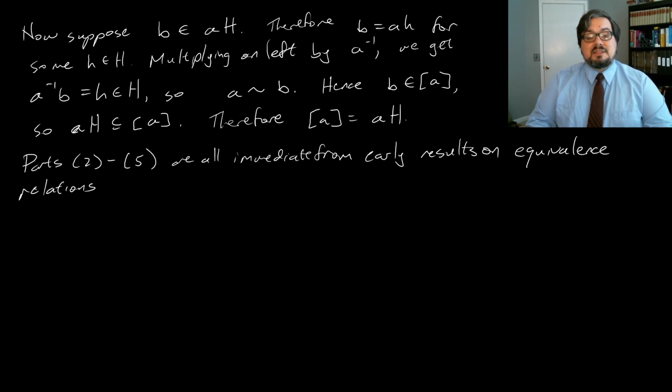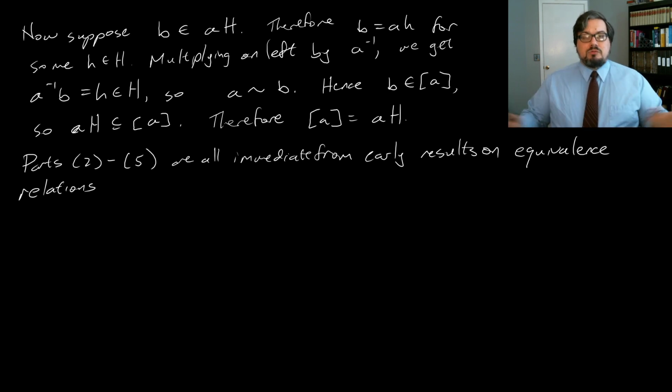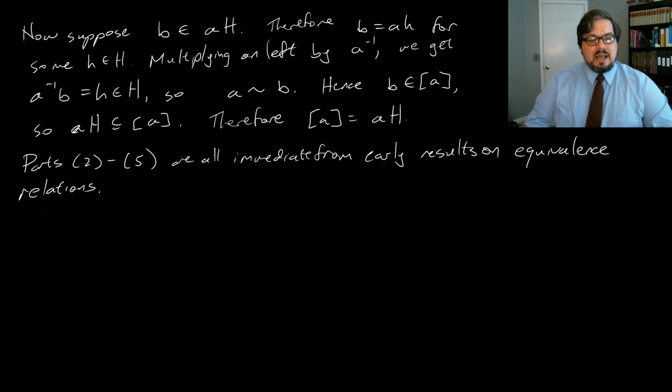There isn't even anything of algebra in this. It's just the equivalence relations. You don't have to use the group properties or anything in order to get parts 2 through 5 once you've proven part 1 to show that you actually have an equivalence relation and you've identified the equivalence classes. All right, so let's look at part 6.